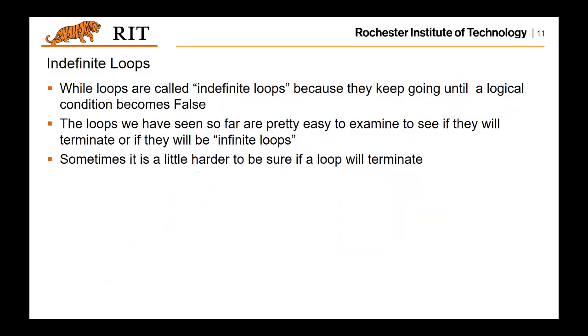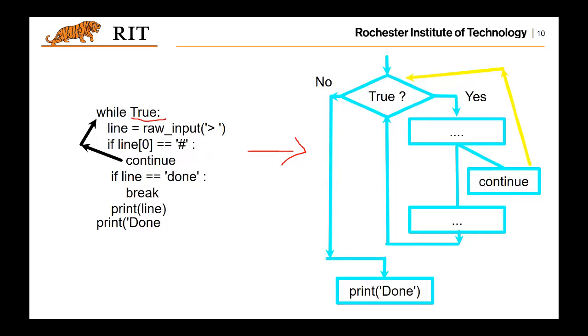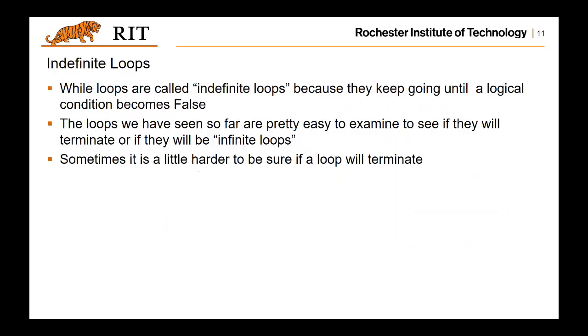So there is another type of loop, which is called the indefinite loop. This while loop is the indefinite loop because basically it will keep going until a condition is satisfied. After the while, a condition is checked. And basically, only if this condition is not satisfied, this loop will stop. So that is the so-called indefinite loop.